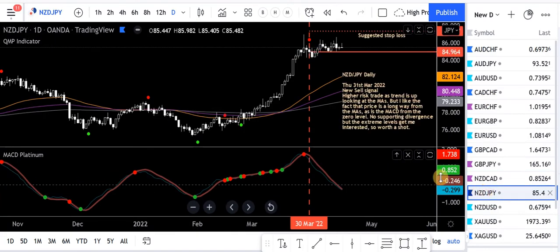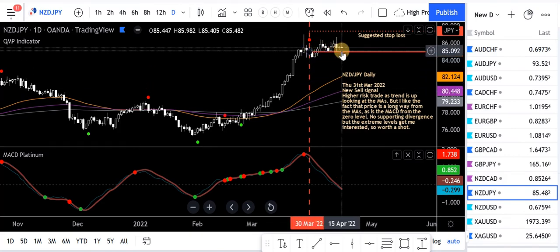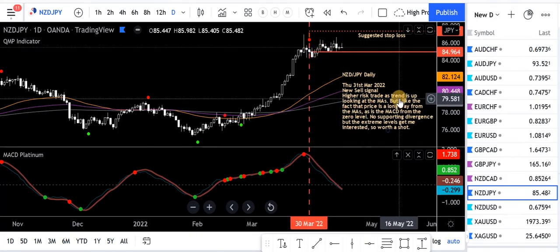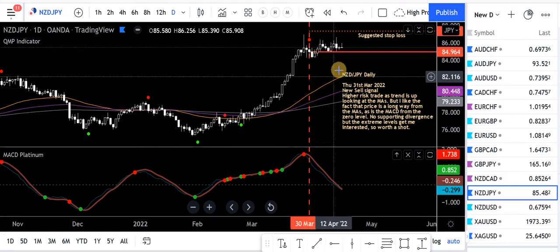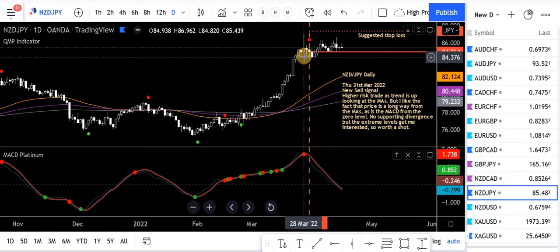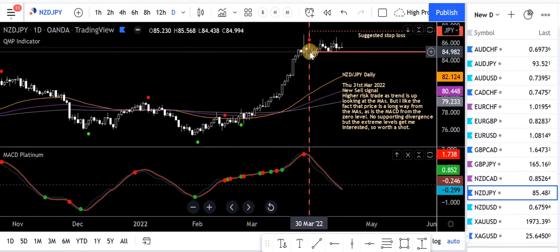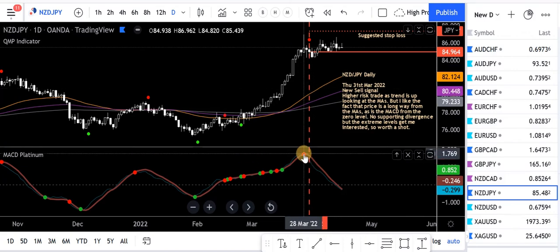New Zealand Yen in a sell trade here, and it is going nowhere fast at all. It was a high risk trade. You can read my notes there. Look, the trend's MAs are starting to spread, a lot more obvious now. There's no supporting divergence, but the price is a long way away from the moving averages. The MACD platinum is a long way above the zero level.